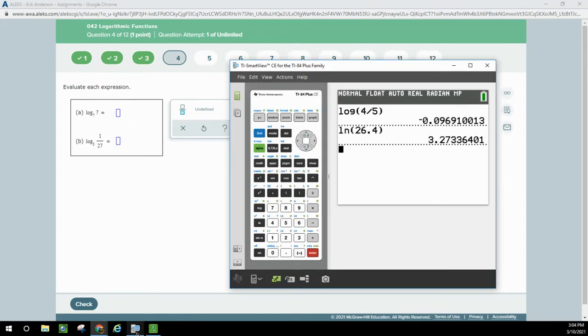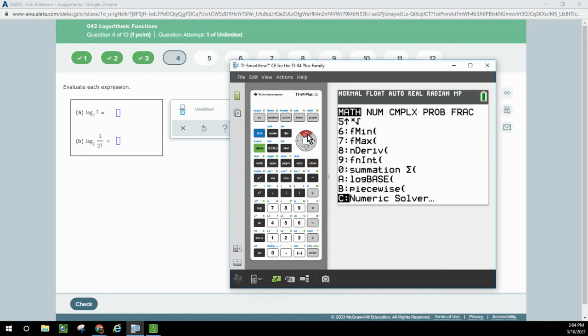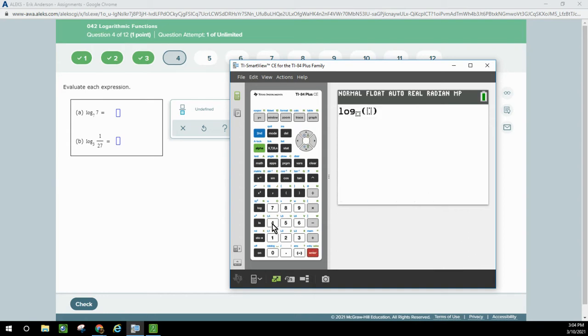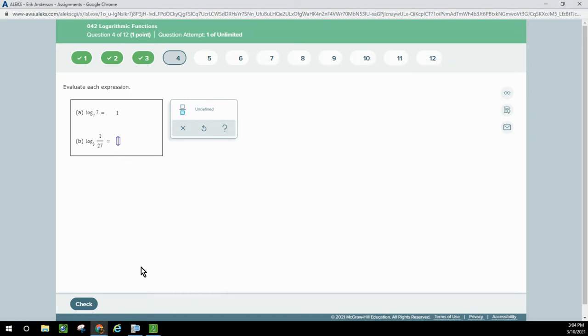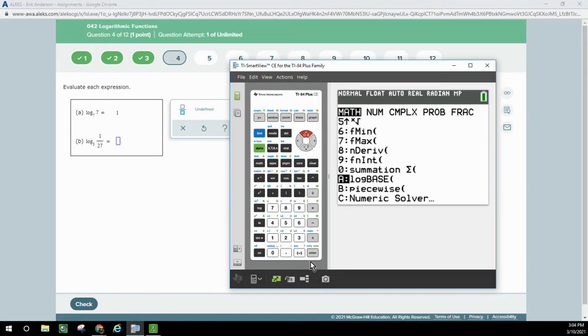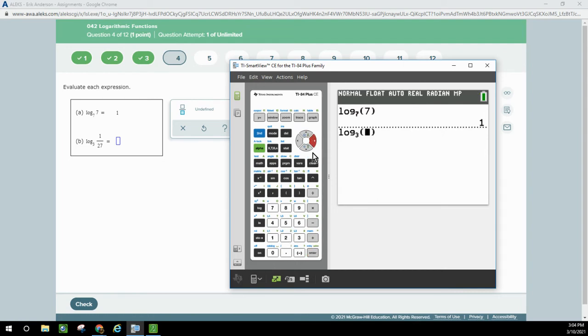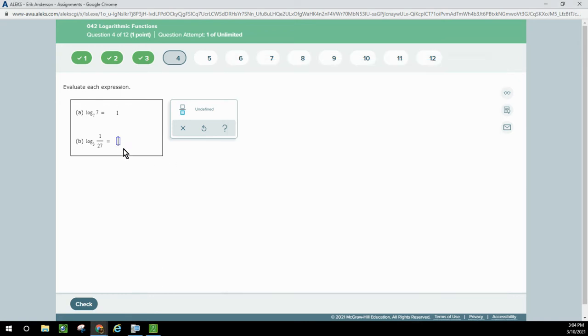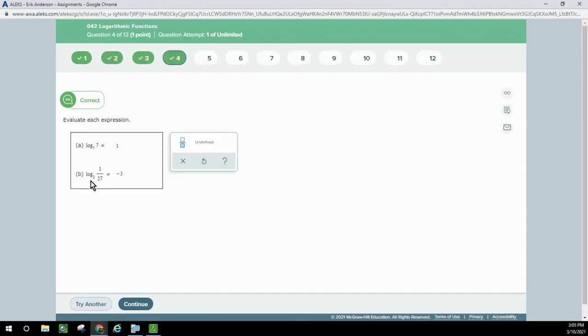Log base 7 of 7. If we hit math and go to log base 7 of 7, it is 1, which means that 7 to the first power is 7. If we do log base again, log base 3 of 1 over 27, we get negative 3, which means that 3 to the negative 3 is 1 over 27.